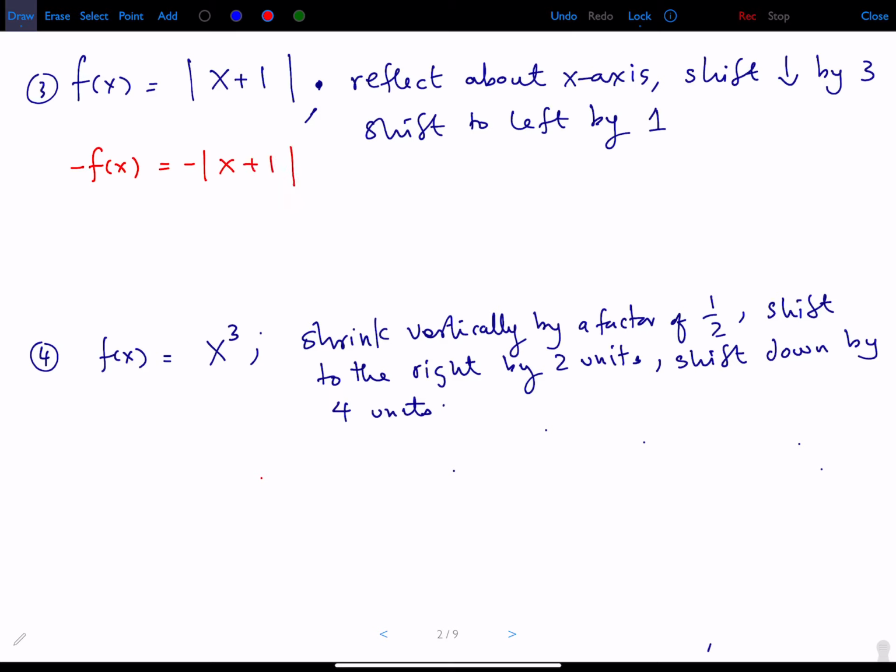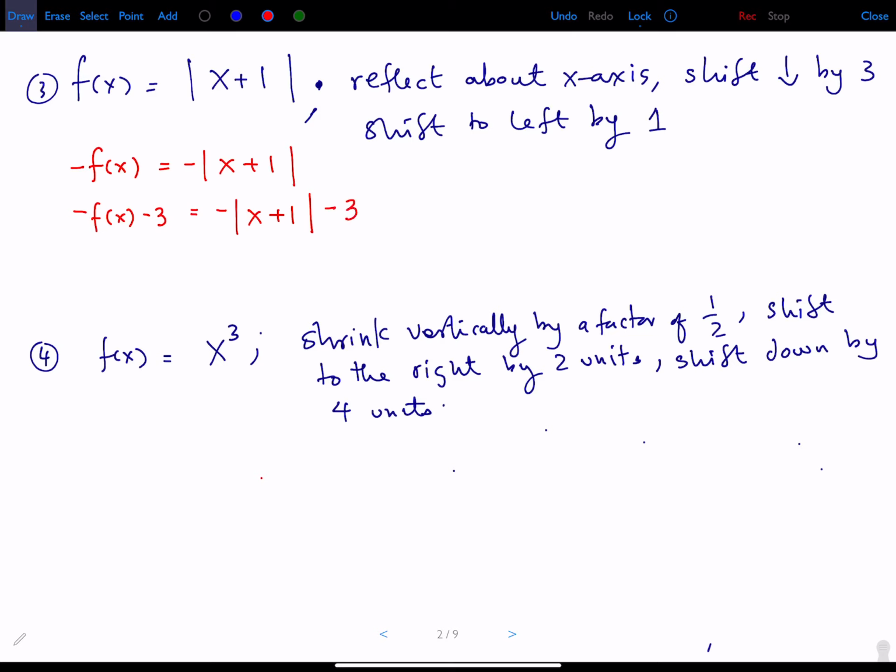And then it says shift down by 3. So I'm going to take this negative f of x and I'm going to move it down by 3, meaning I have negative absolute value of x plus 1, minus 3.